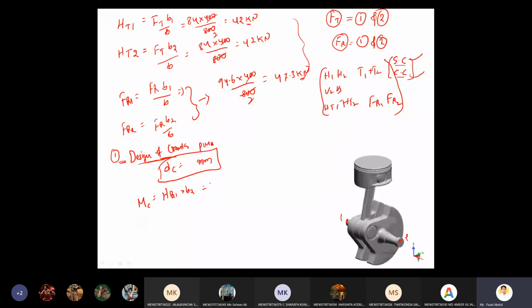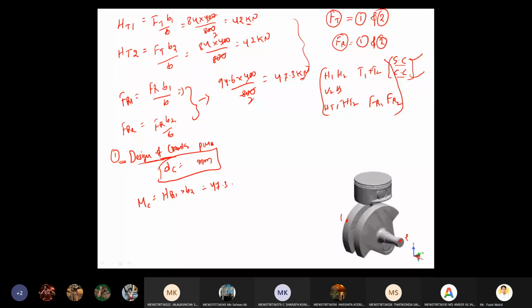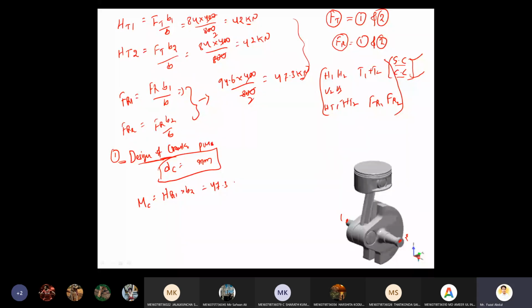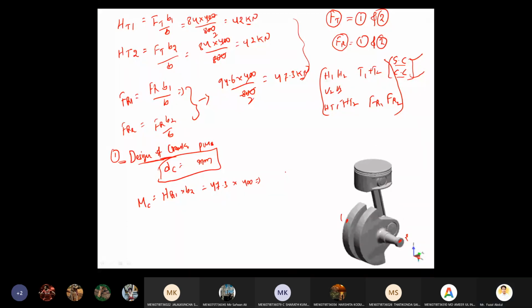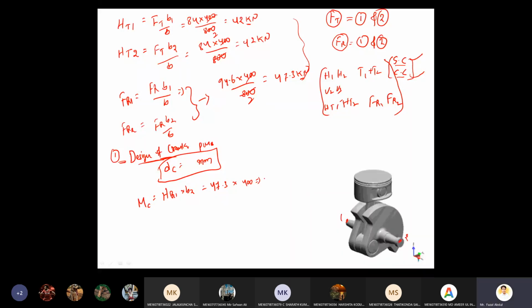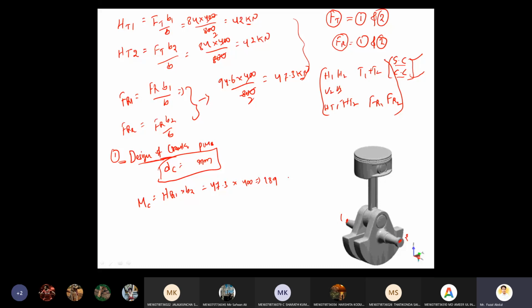Already we calculated 47.3 kilonewtons into B2. How much? 400, this also we calculated. So 47.3 into 400, how much is calculated? That is 189,220 kilonewton mm. Okay.